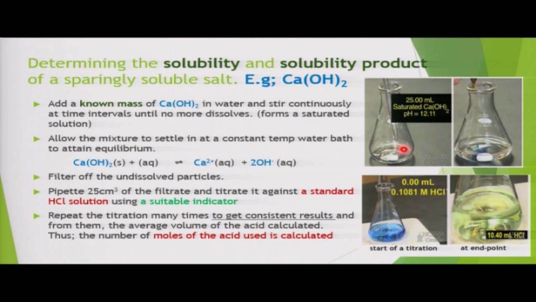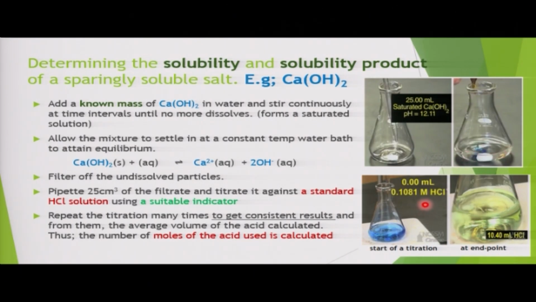Add it in a conical flask. Add an indicator. Remember, this is basic, so you can use any indicator of your choice. Remember, we looked at the indicators. In this case, this is litmus, blue litmus solution. When you add it in, being a basic solution, it becomes light blue.